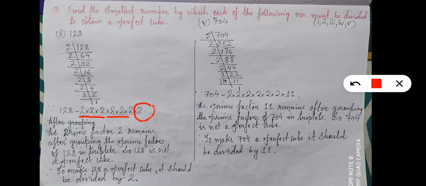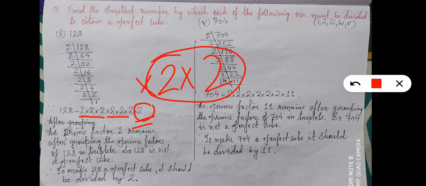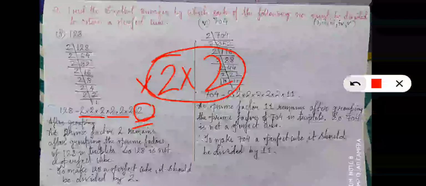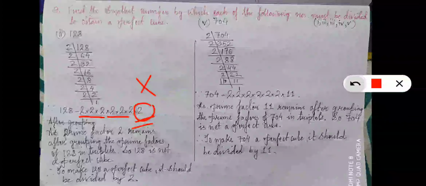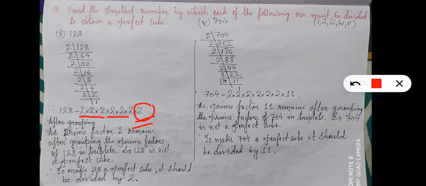Now if the question is what must be multiplied, to make this 2 into a group of triplet, you should multiply 2 times 2, isn't it? 2 into 2, that is 4 should be multiplied. But here the question is what should be divided. So you have to be careful here. Whatever is left, the same number has to be divided here.